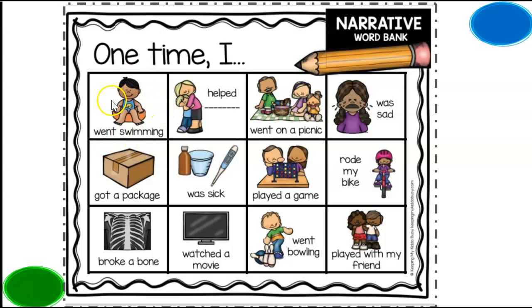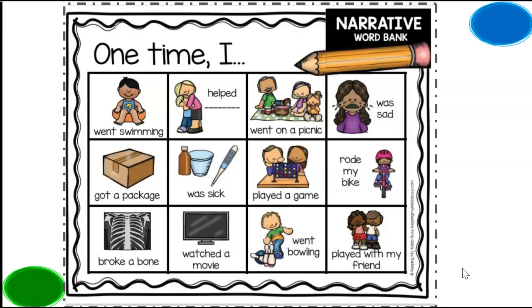How about the time you went swimming? You helped, and then that line means someone. Who did you help? Maybe you went on a picnic, or you were sad. Maybe it's a time you got a package, or you were sick. How about a game that you played? One time I played a game. Ooh, and then what? Rode your bike, broke a bone, watched a movie, went bowling, played with my friend. These are just examples. Can you use one of these examples? Yes. If you have one of your own, can you write that? Yes.